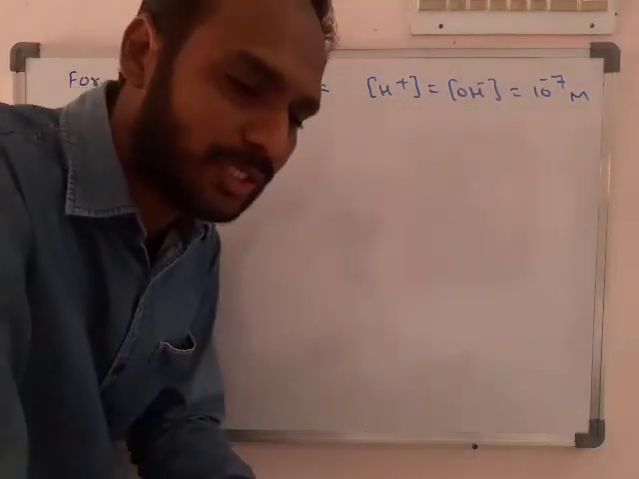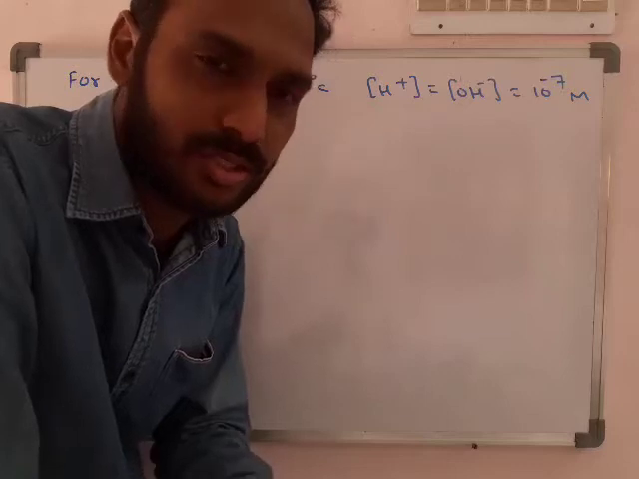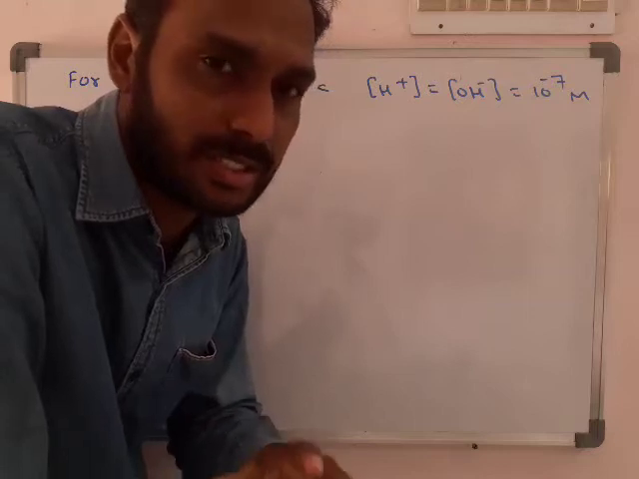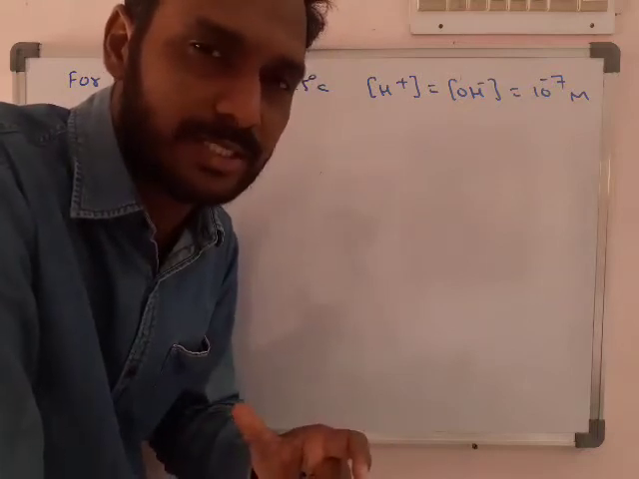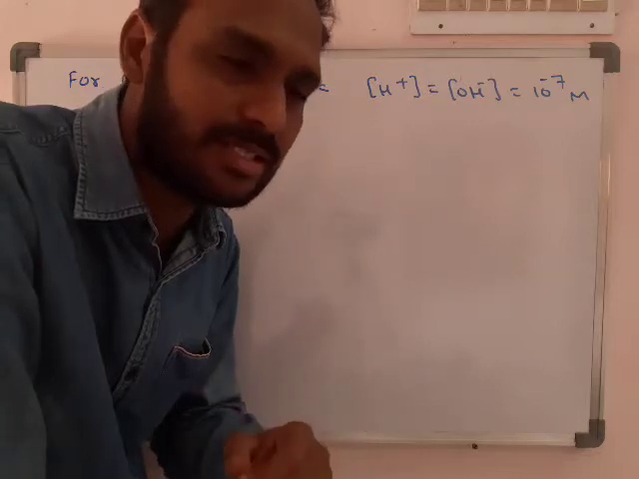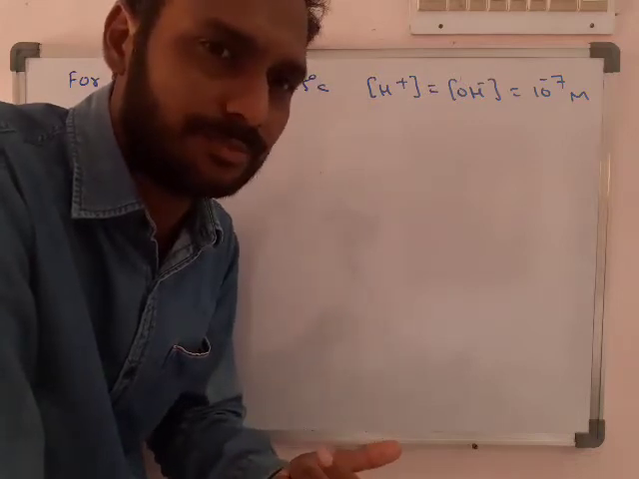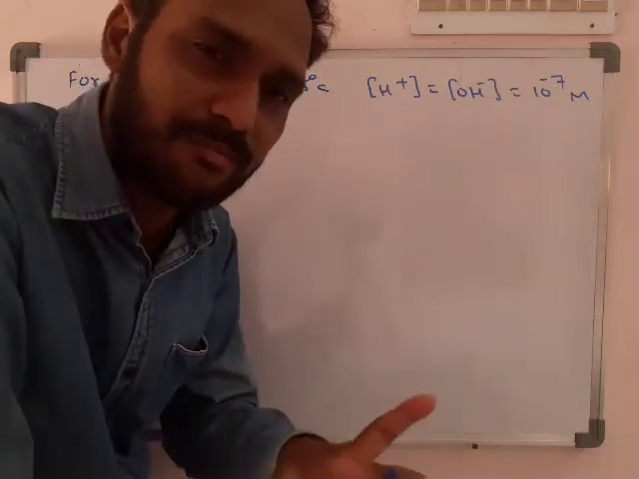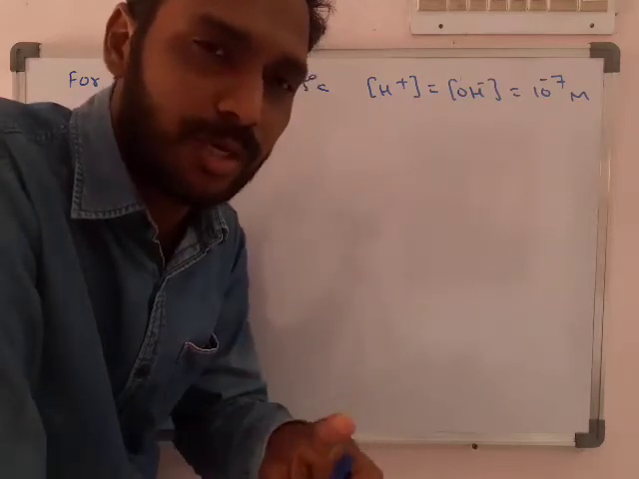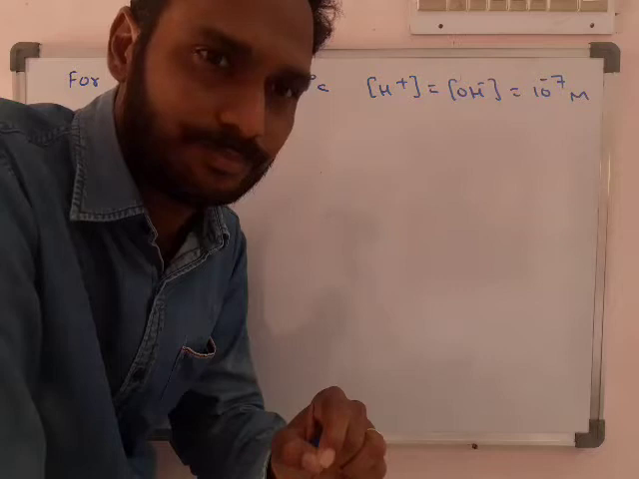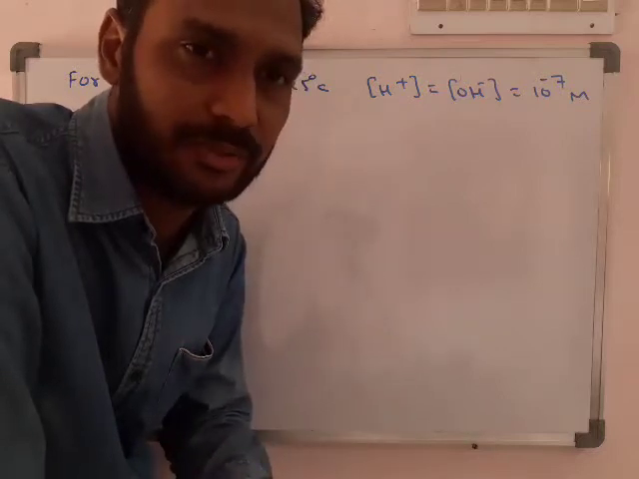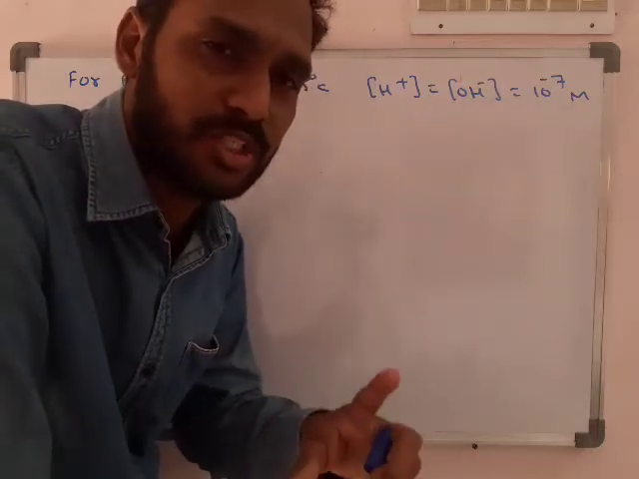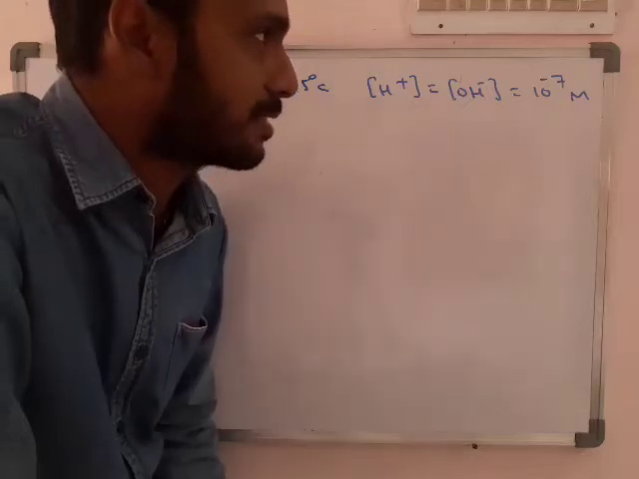So the Kw value: the product of H+ and OH- concentration equals 10 to the power minus 14 mole square per liter square. At 25 degrees Celsius in pure water, H+ equals OH- equals 10 to the power of minus 7 M. For any temperature in pure water, we can take H+ equal to OH-, but we don't know the concentration value. That's why we take it at 25 degrees Celsius.